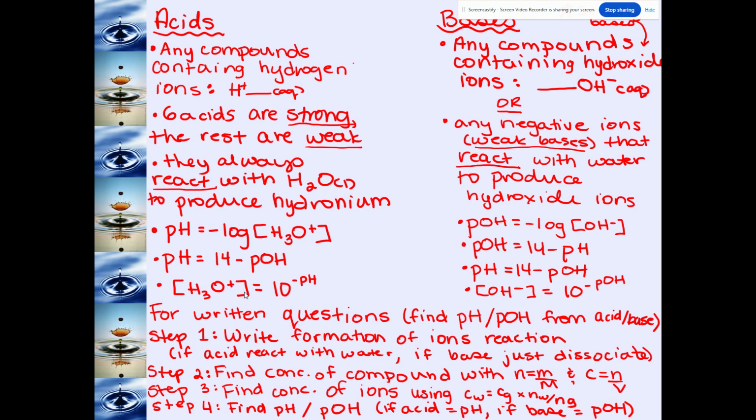Here's just a summary review again of acids and bases, how you identify if they're strong or weak. Acids, remember again, always react with water. Bases just dissociate to produce hydroxide ions. Unless they're a weak base, then they react with water. Weak bases are negative ions and ammonia. But any ionic hydroxide is a strong base. I might have said acid before when I meant base. Weak bases are negative ions and ammonia. Strong bases are ionic hydroxides. For your acids, there's a list on your data booklet that tells you which ones are strong. The rest are weak. Okay?